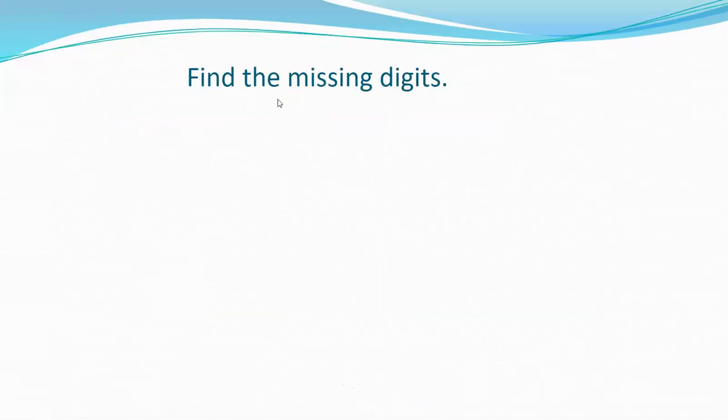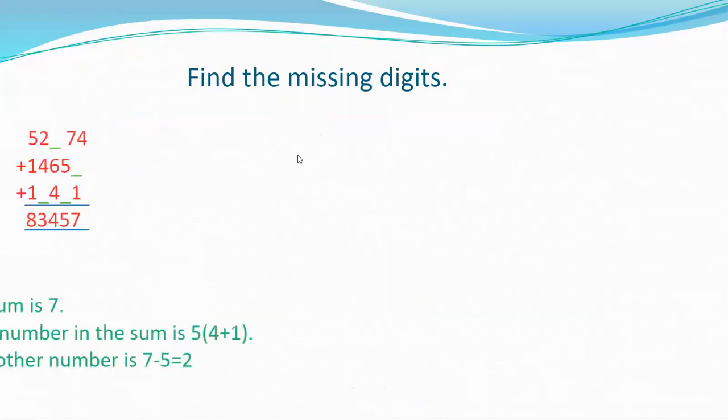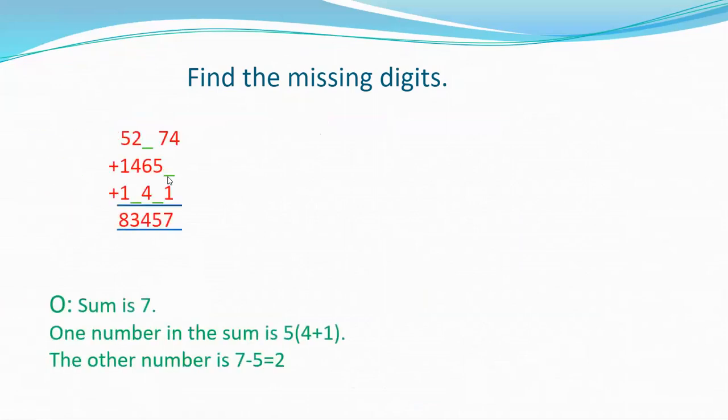Next is find the missing digit. Sometimes in the sum of an addition, some digits are missing. We have to find out those digits. I'll show you how to find out. With this green color, I indicated the missing digits, the places for missing digits. So in the ones, see, this digit is missing. We will add it. 4 plus 1 equals 5.